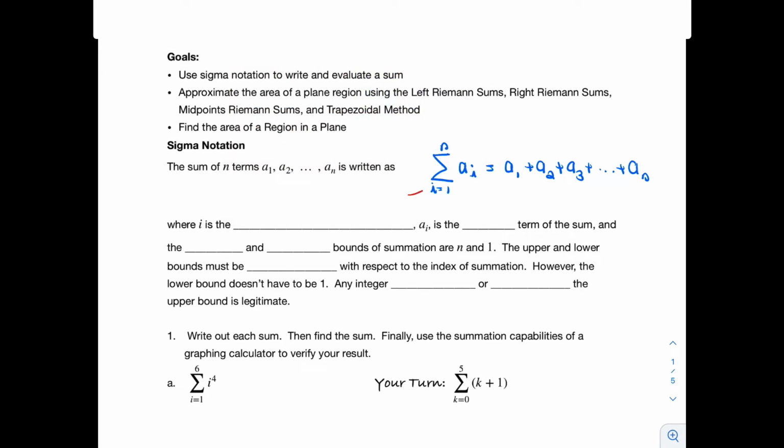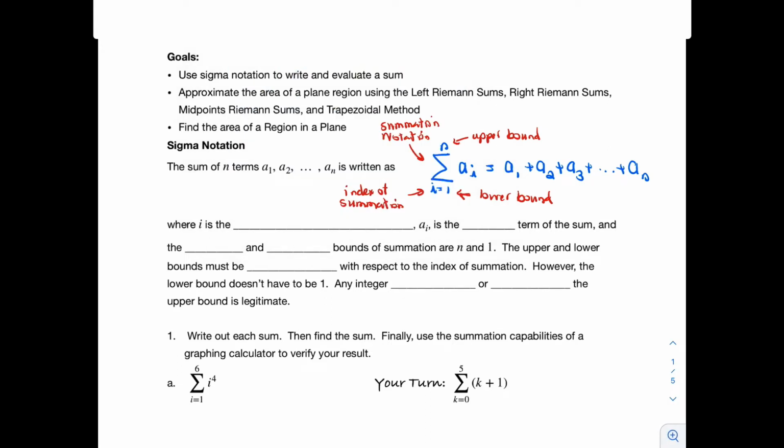In this notation, some important things to identify: i is called the index of summation. The starting value of 1 is called our lower bound, and where we end, n, is called the upper bound. And this fancy looking E is called the summation notation or the summation symbol.